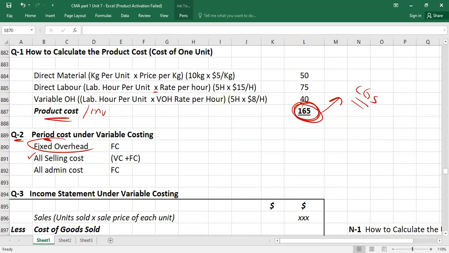Then all selling cost, variable and fixed. And all admin cost, which is fixed mostly. So these are called period cost. Understood? You have to remember these points in your mind while tackling the question. I will show you some questions.